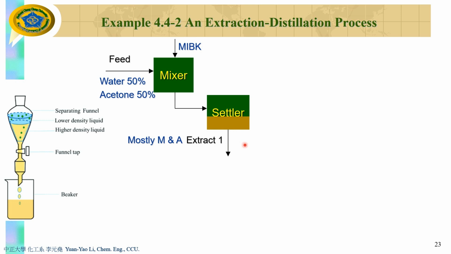You discharge this called extract number 1. The extract number 1 here is mostly MIBK and acetone, right? Because MIBK takes out acetone. So this is extract 1. And then you have raffinate. Raffinate number 1 will be mainly water.